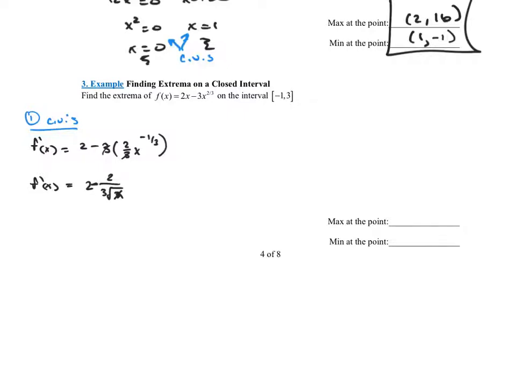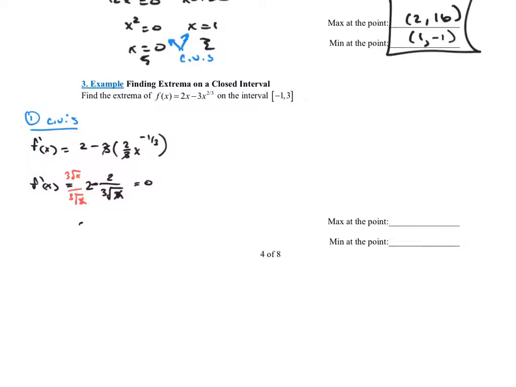Okay. I need to set this thing equal to 0 or undefined. Well, first of all, where would it be undefined? It would be undefined if the denominator is equal to 0. So let's go ahead and make this a common denominator. What I'm going to do is multiply the top and bottom times the cube root of x for that first term.